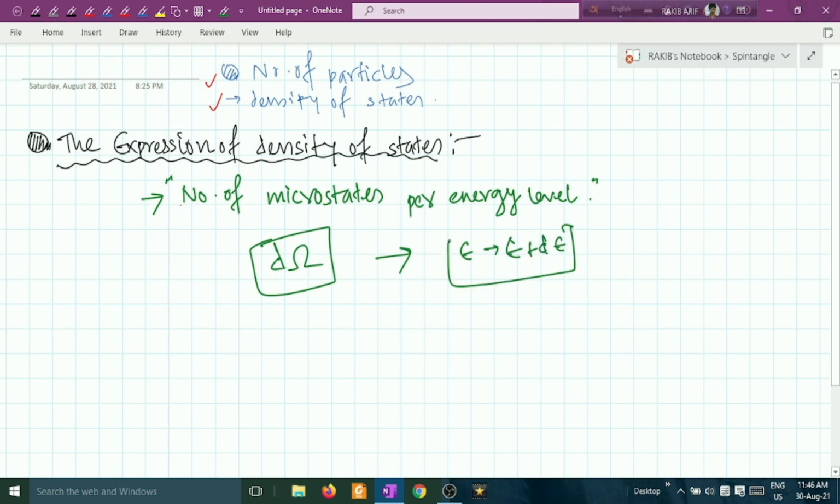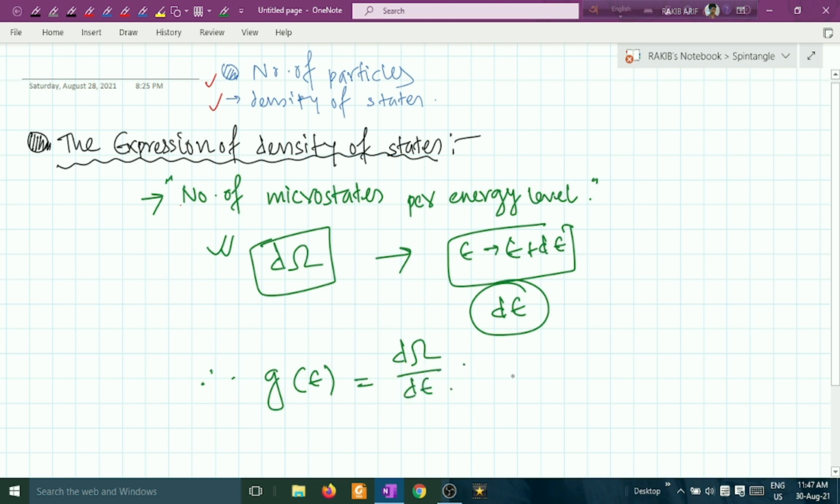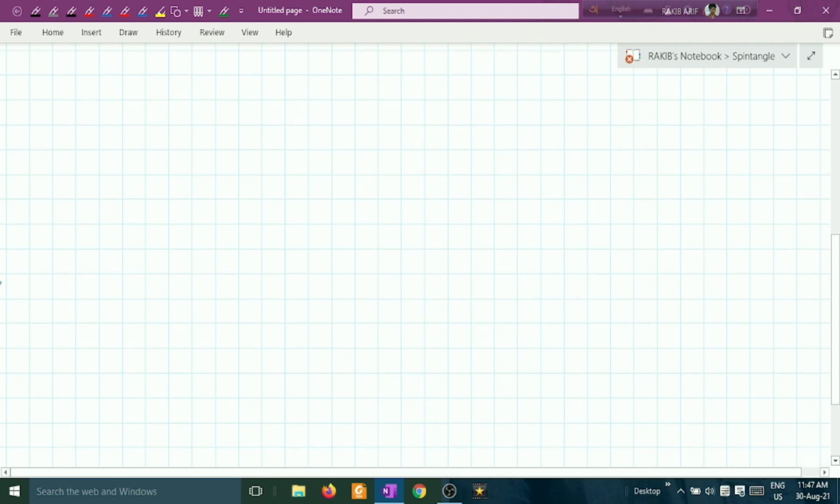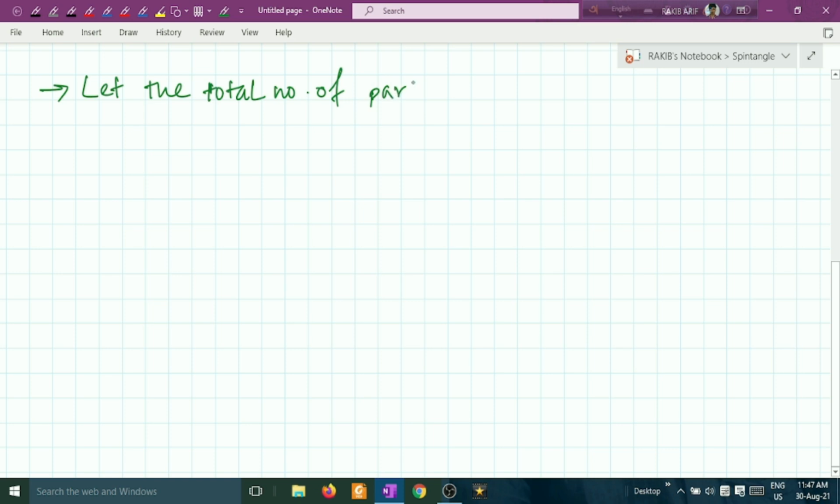That means the energy interval here is dE, and you have the number of microstates as d omega. So the density of states will be given as G(E) equals d omega upon dE. This is the expression for the density of states. So this is not the actual density of states. Let's start from the total number of particles of the system.